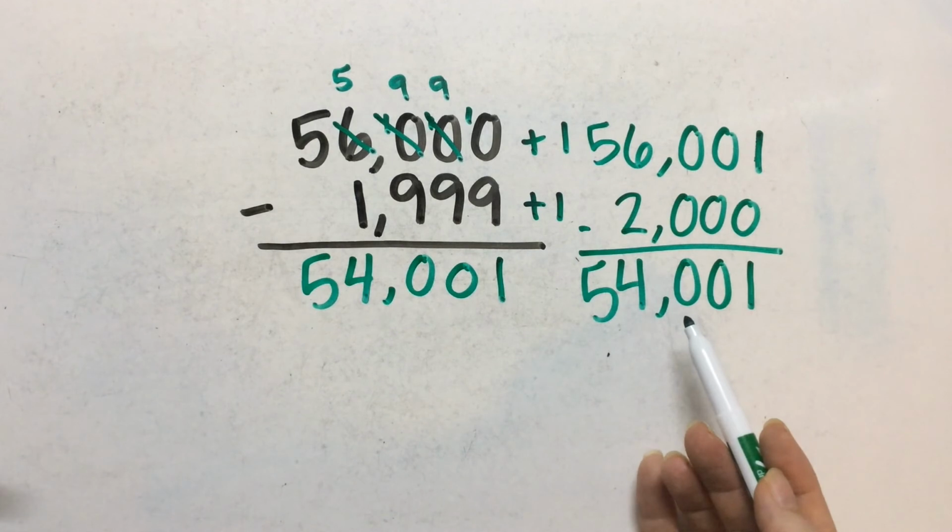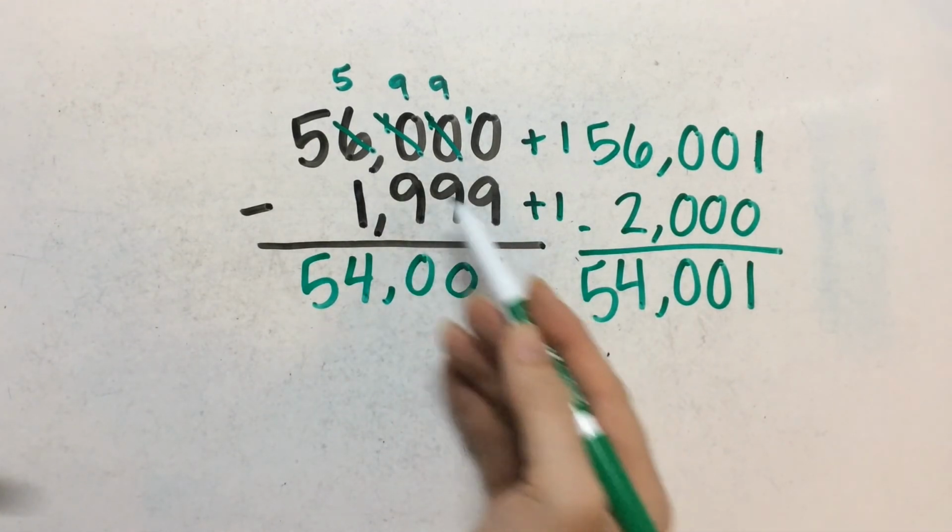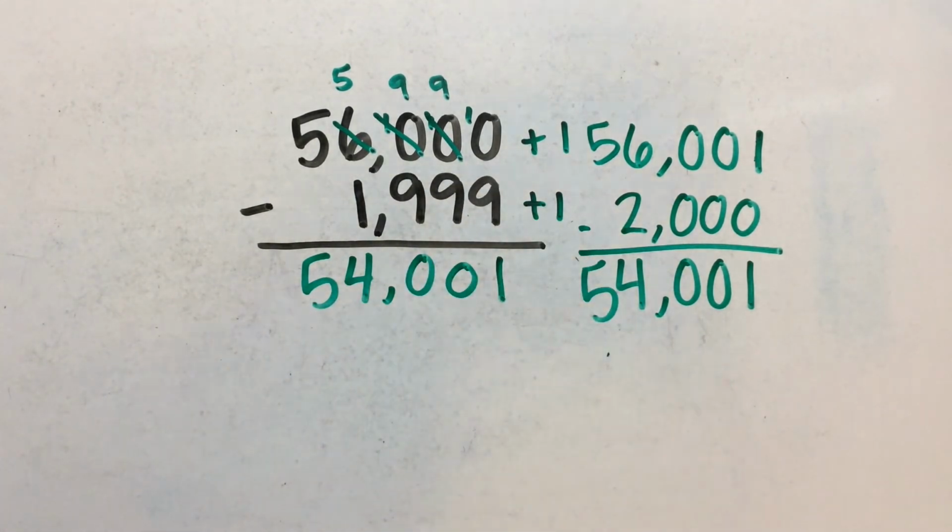So this is a quick trick to use if you have a bunch of 9s and a bunch of 0s and you don't want to have to do a bunch of borrowing.